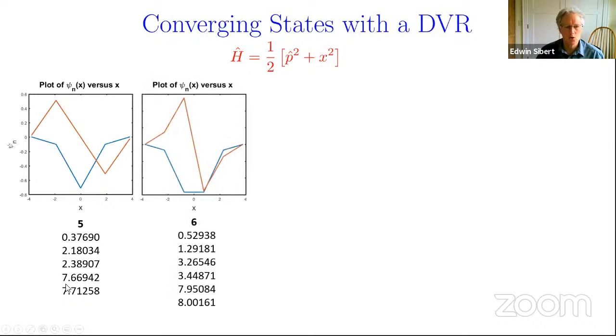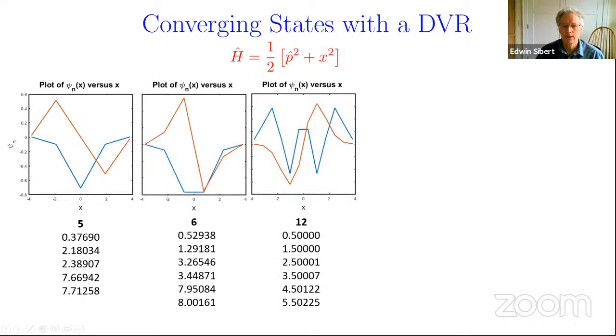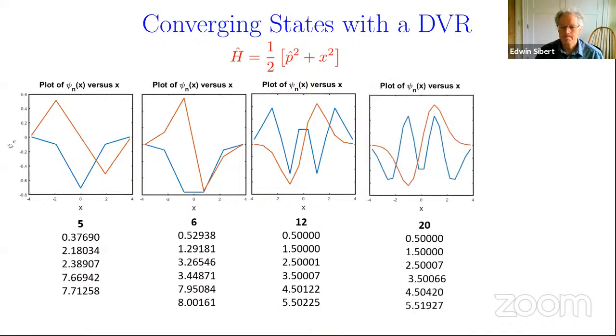So in a calculation, you increase the number of points and you're doing better, and you increase the number of points. And see, by the time you get to 12 points, even though these functions may not look so good, and I no longer did the ground state, I put an excited state in here because it's a little bit more interesting. You can see that we're getting great accuracy by just doing this 12-point calculation. If I go to 20, what do you think? Does it get better?